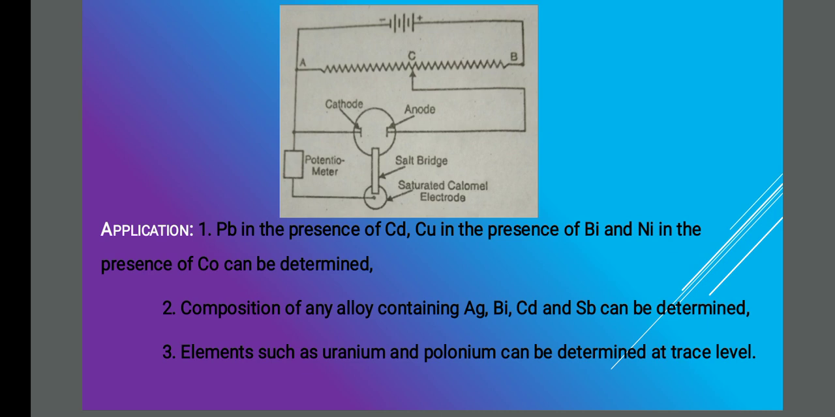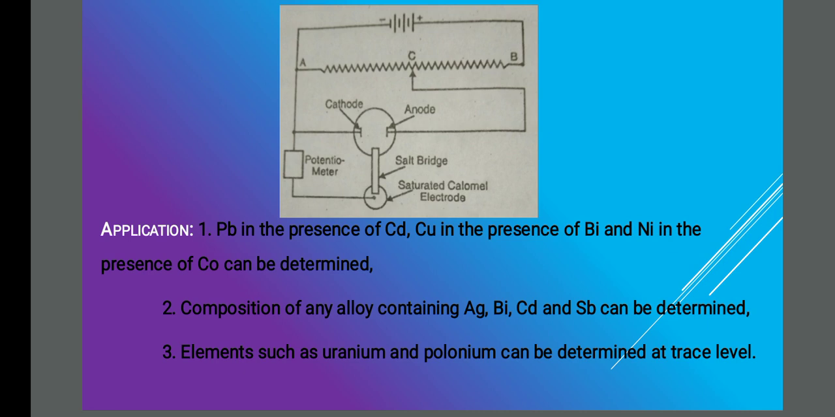Okay, and as for the applications of this method, we have three different applications. The first one is that lead in presence of cadmium can be determined, then copper in presence of bismuth can be determined, nickel in presence of cobalt can be determined. You can see first group, second group or third group elements; you can separate them individually. If you are in need of lead, even if it is mixed with cadmium, you can find separately the lead present in presence of cadmium, then copper in presence of bismuth, also nickel in presence of cobalt. These three can be estimated.